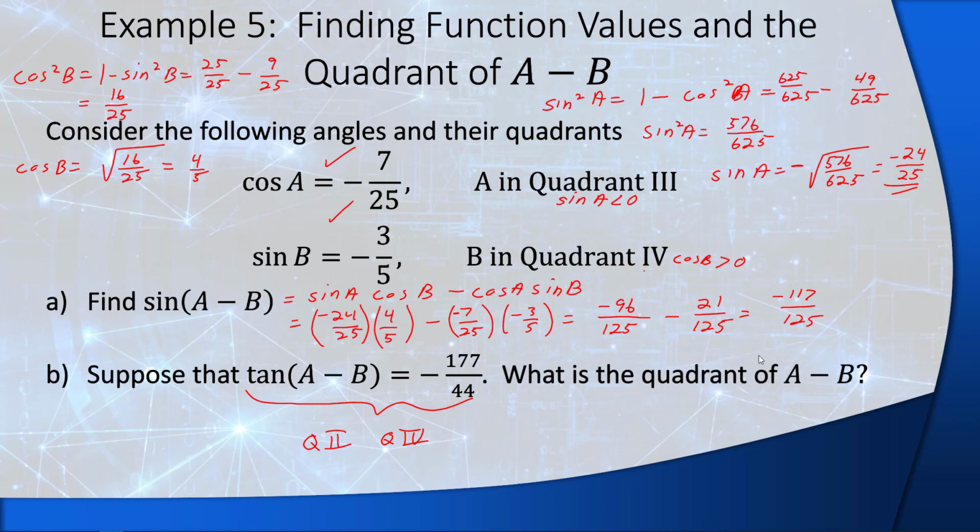Now notice here that sine is less than 0. Okay, so since sine of A minus B is negative, we know that this can either be in quadrant 3 or quadrant 4. The only quadrant where sine can be negative and tangent can be negative is, of course, quadrant 4. That quadrant satisfies both conditions, so the quadrant will be quadrant 4.